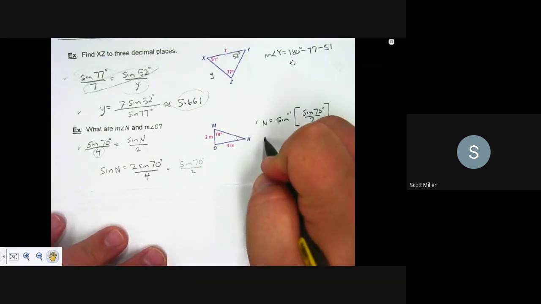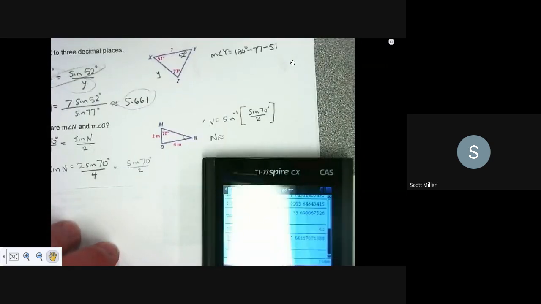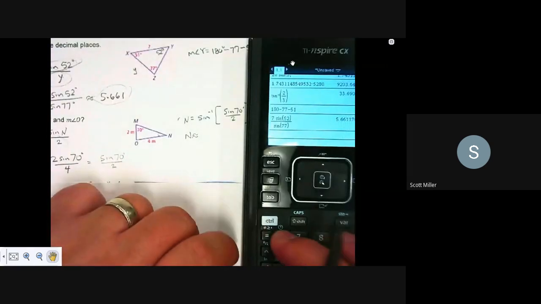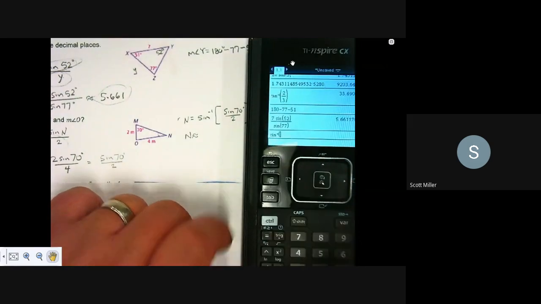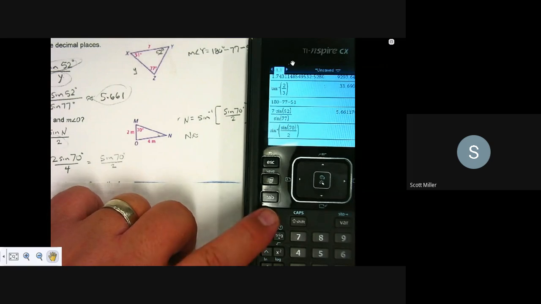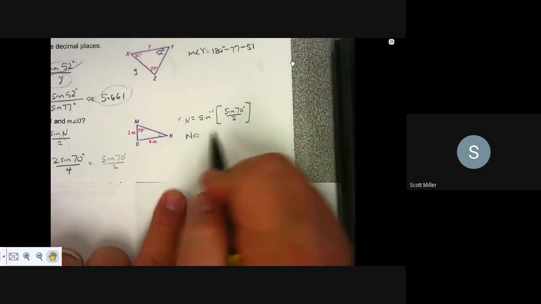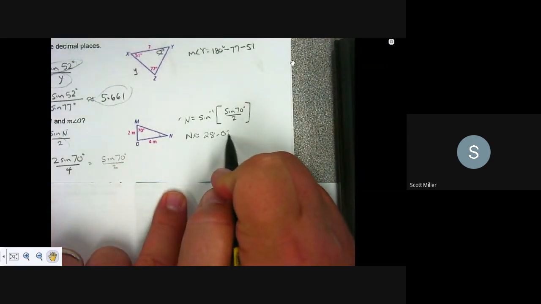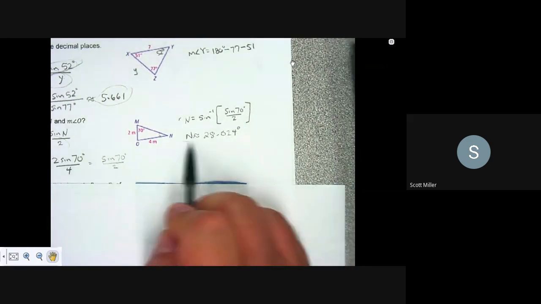Once I have this, then I can use my calculator to approximate this out. And so we type this into the calculator. We type trig, sine inverse. The parentheses are there. Put a fraction button. Then type trig, the sine of 70 divided by 2. Okay, and then do Control Enter, and I get 28.024 degrees. So there is N.